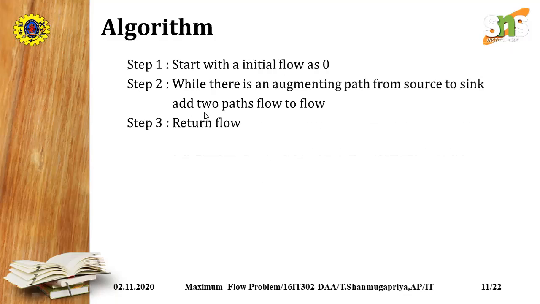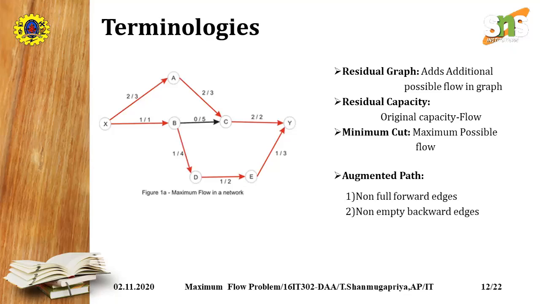The algorithm is: step one, start with the initial flow as 0; while there is an augmenting path from source to sink, add flow along the path; then return the flow. The terminologies regarding the maximum flow problem are residual graph, residual capacity, minimum cut and augmenting path. The residual graph shows the additional possible flow in a graph. Residual capacity is the original capacity minus the flow.